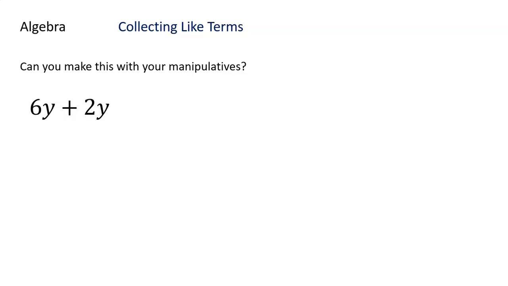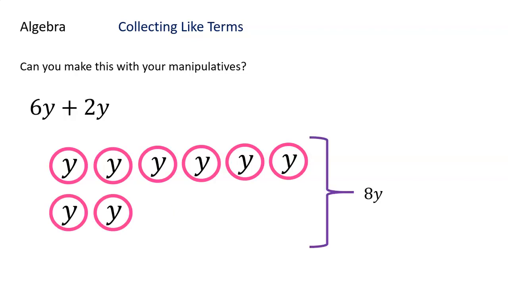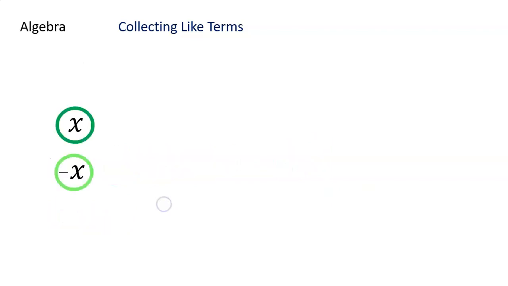Okay, you should have drawn a row of 6 y's and a row of 2 y's, and then you should have summed to find in total you had 8y. When we did negative numbers, we looked at the idea of a zero pair, a positive one and a negative one summed together to make 0. We have the same idea when we're looking at algebra.